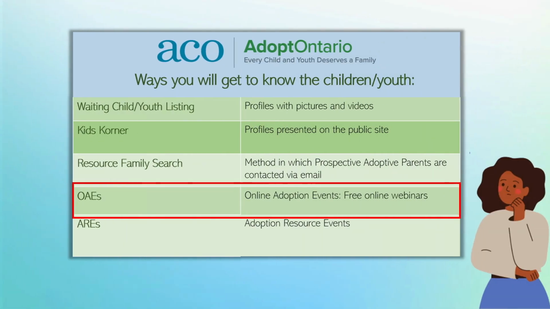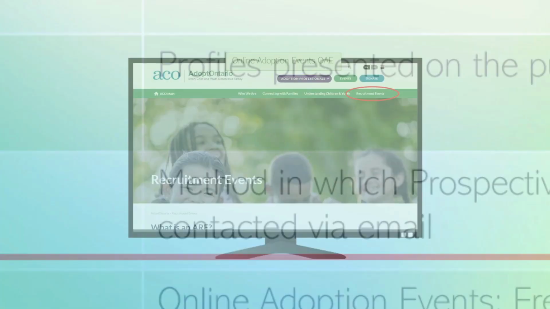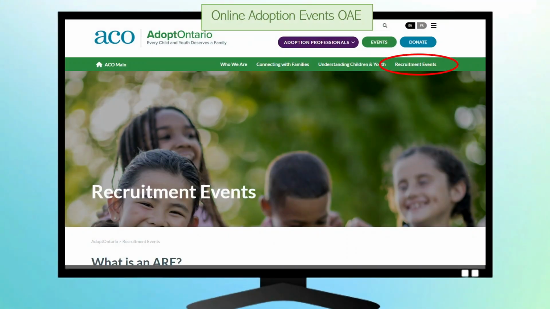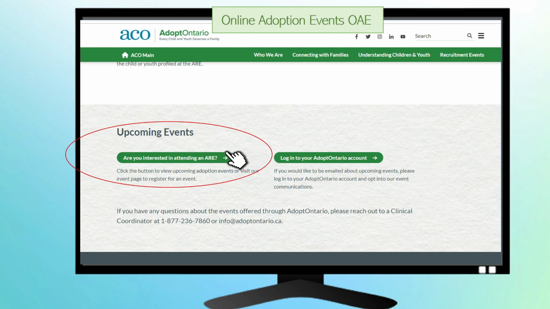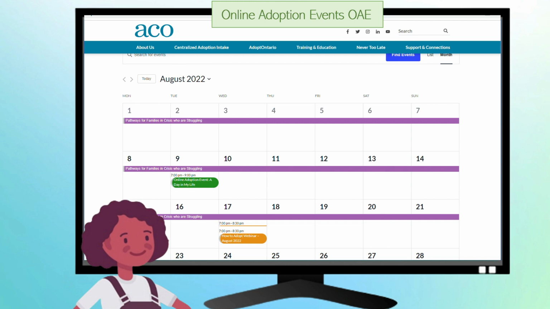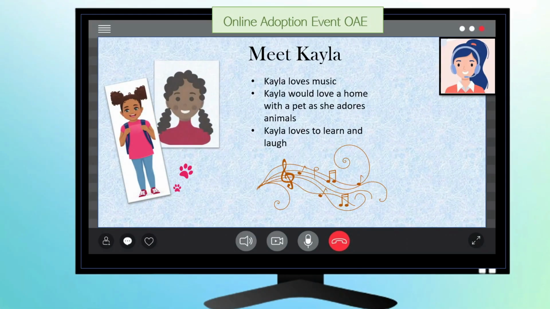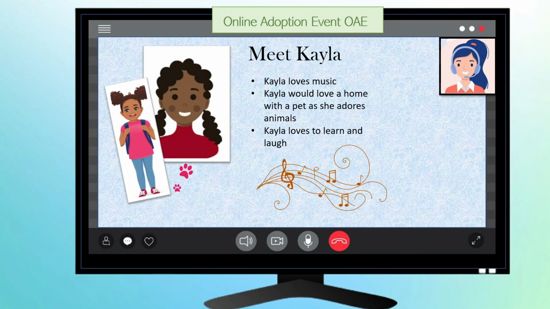Okay, next we have our online adoption events. Now you can find information about our events under the Recruitment Events tab shown here. So if you scroll down, you will find this option that will take you to a calendar displaying any upcoming events for the year. An online adoption event usually uses a video conferencing platform such as Zoom, where attendees can watch a live presentation put on by Adopt Ontario.